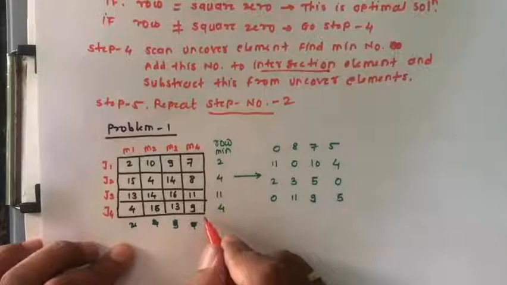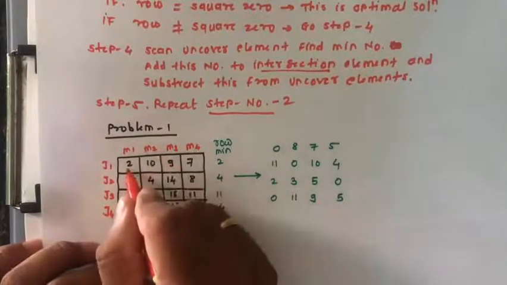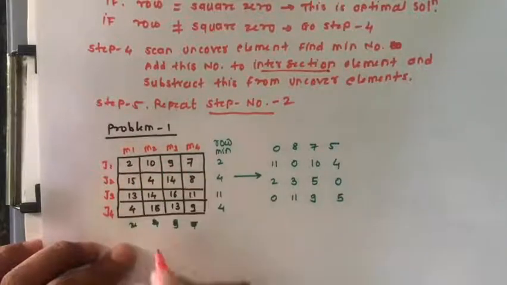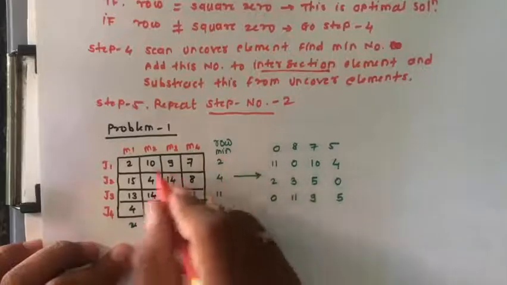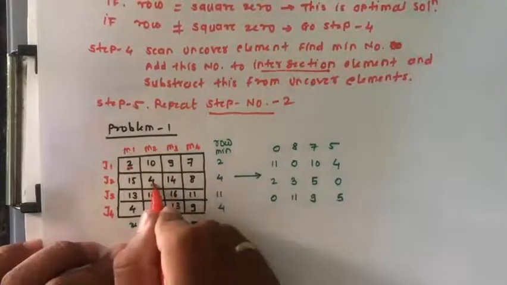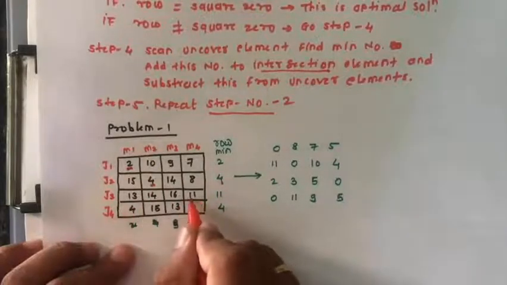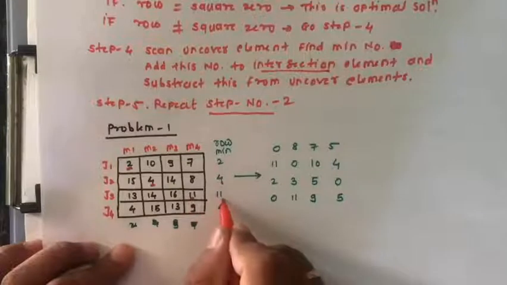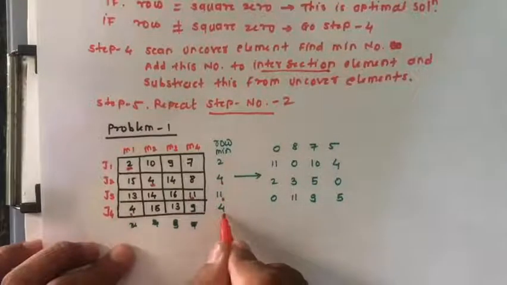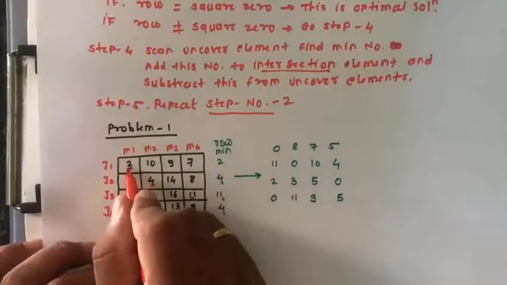We select the minimum element from each row, and we subtract it from all the elements of that row. So first of all, we find the row minimum. In the first row, the row minimum is 2. We write down 4 for the second row. After that, from the third row, the minimum element is 11, so we write down 11. After that, the last row is 4, so we write down 4. Now subtract the minimum element from each row element.